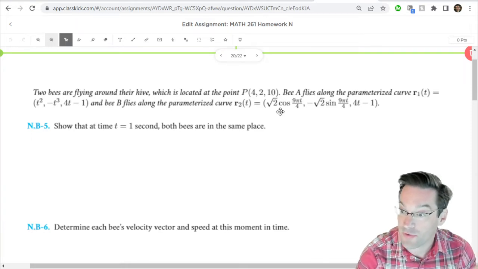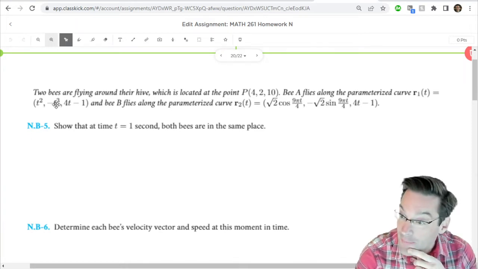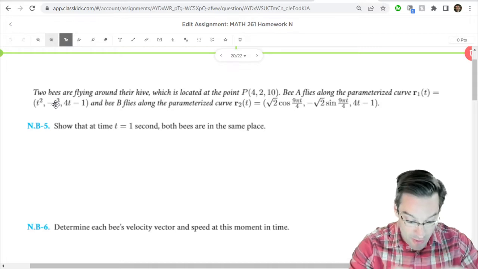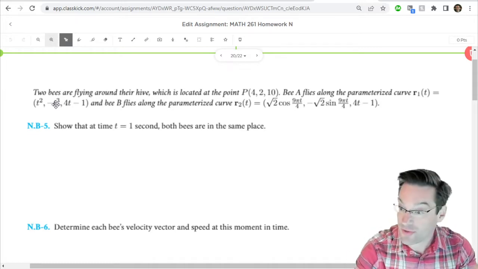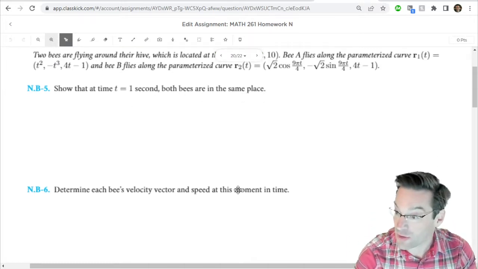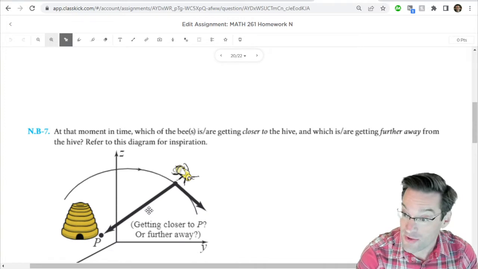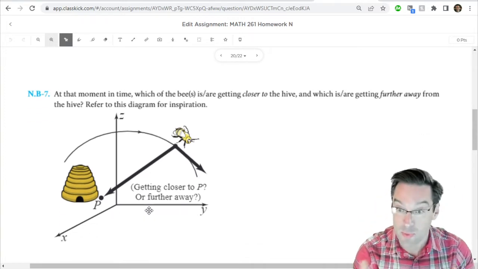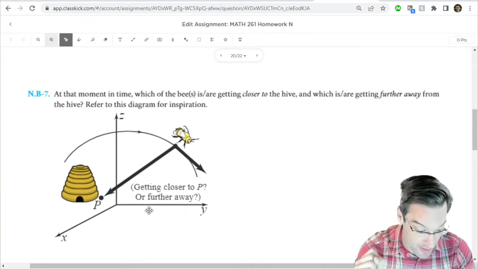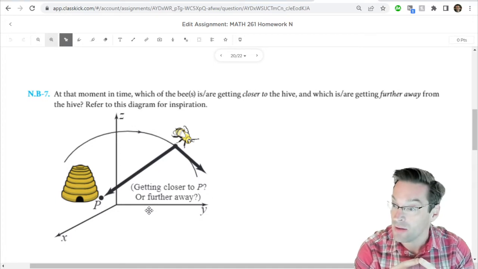The information that we have is that we have two bees that are flying along two different parameterized curves. Since we know their travel along these parameterized curves, we know how to determine the velocity vector, we know how to determine the speed. So questions 5 and 6 are fairly straightforward. Question 7 is a little bit more conceptual.